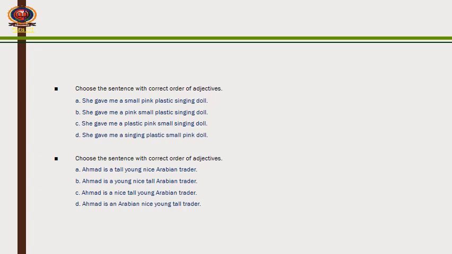Students, you have to choose the sentence that has the correct order of adjectives. Ahmad is a tall, young, nice Arabian trader. Ahmad is a young, nice, tall Arabian trader. Ahmad is a nice, tall, young Arabian trader. And Ahmad is an Arabian, nice, young, tall trader.